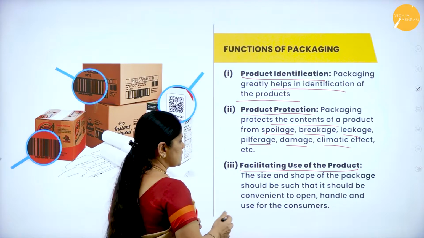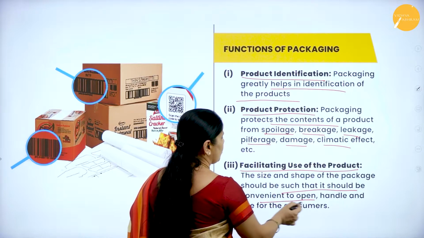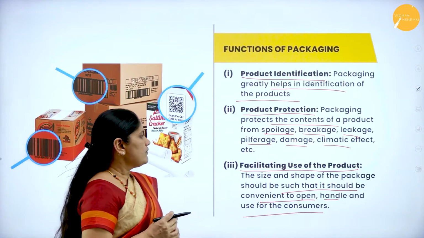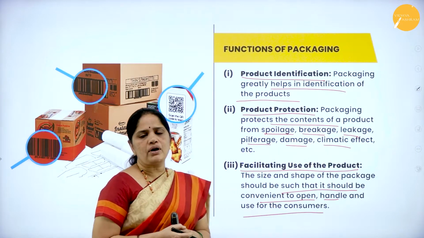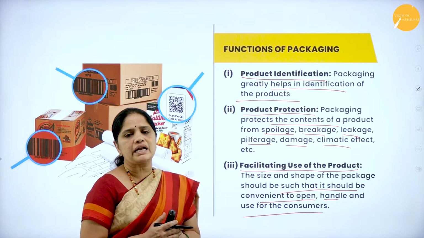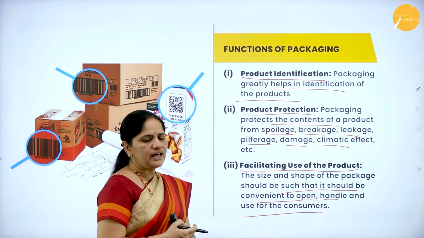Then, next one is facilitating use of the product. Now, the size and shape of the product should be such that it is convenient to open, handle and use for the consumers. So, whenever we are using the product, the shape or the size of the packaging should be such that it will be convenient for the customer to make use of the product.